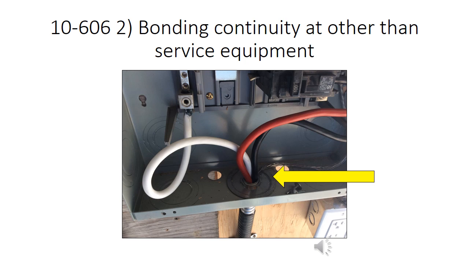10.606 Subrule 2 Bonding continuity at other than service equipment, continuation. This is a subpanel located in a dwelling unit. So it is not service equipment, it is a subservice. However, reducing washers shall not be used to maintain the bonding continuity of the wiring system. A bonding bushing is now required to satisfy the intent of this rule.